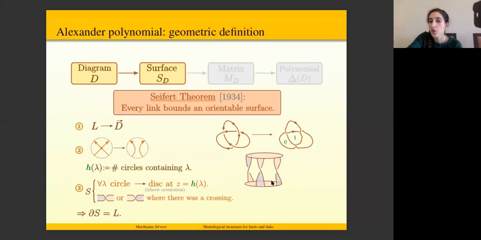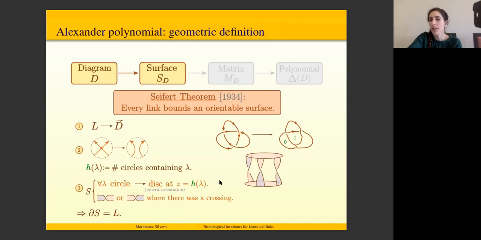So it is trivial to see that the boundary of this surface is exactly the link. The link is spanned by the surface, right? Because you have the circles and then you have the bands where you have a crossing. So this is the proof of Seifert's theorem. To every link you associate the diagram, and then with the surface, you see immediately that the boundary of this surface is exactly the diagram you had here. So the boundary of the surface is the link you're starting with.